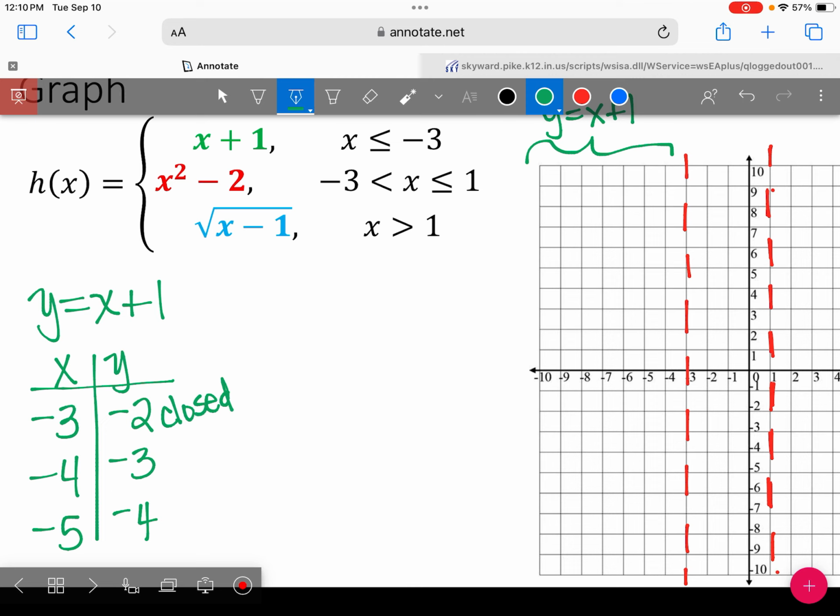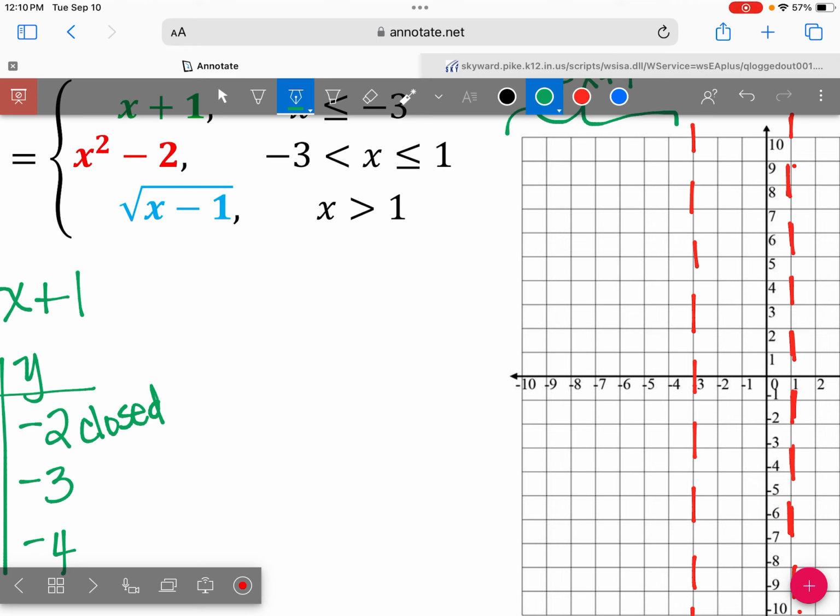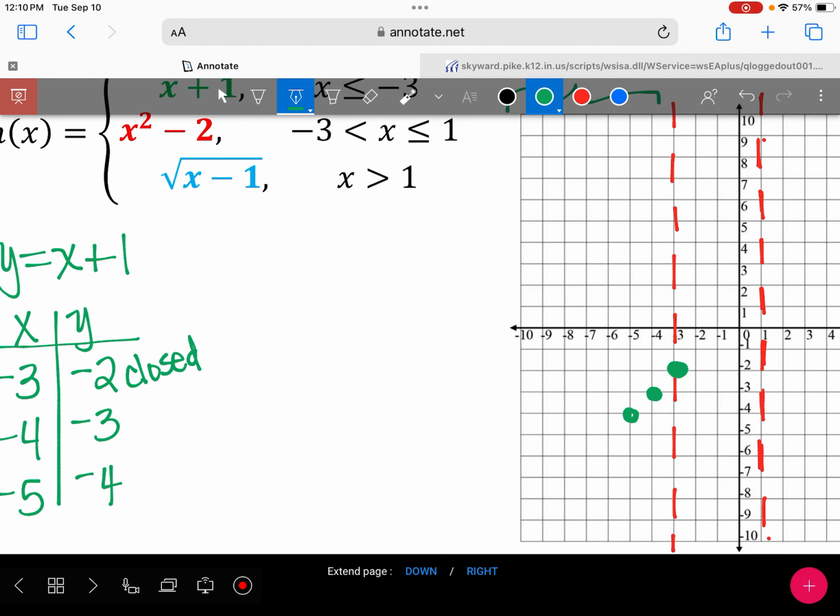All right, so let's go ahead and plot that. I'm going to put a closed point at -3, -2. And then a closed point at -4, -3. And then it just kind of decreases down. And then again, it's only going to the left. You can't go into the other part of the yard.